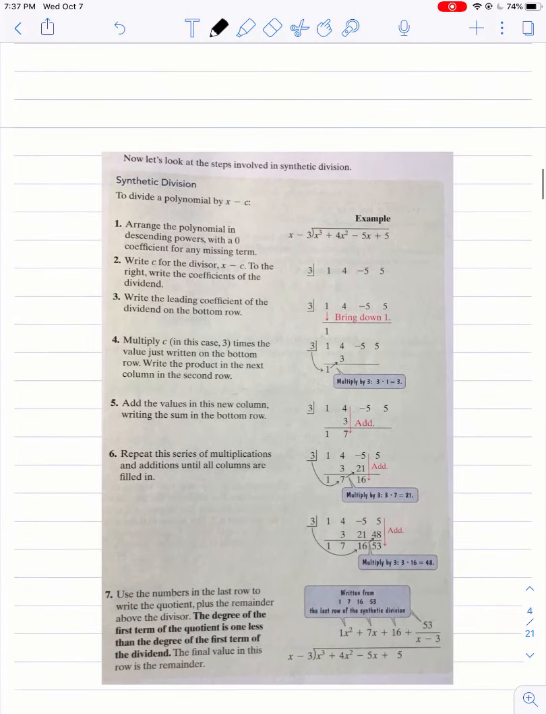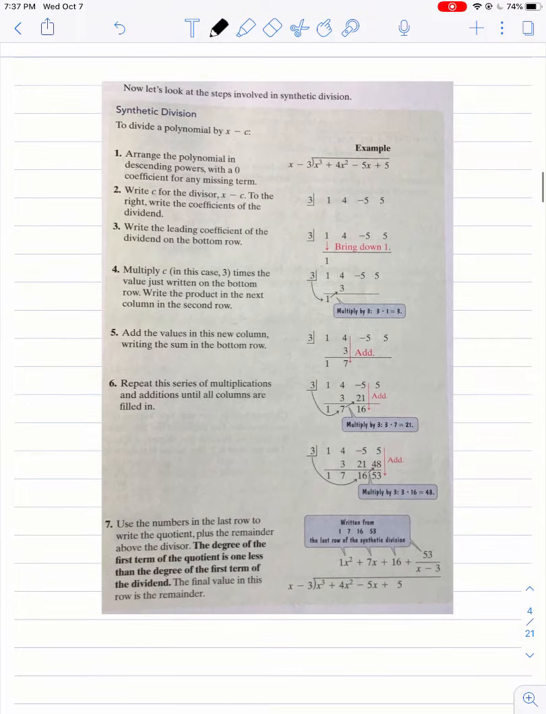But these are the rules or the steps for synthetic division here. So we're dividing by x minus c. So we arrange the polynomial in descending powers with a 0 coefficient for any missing terms. We write c as the divisor for x minus c in a little box. And then we write the coefficients of the dividend, which is this. And then we bring down the leading coefficient to the bottom row. And then we multiply by c, which is 3 here. And then we write it in the next column in the second row.